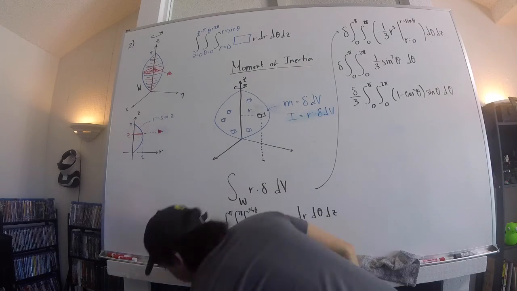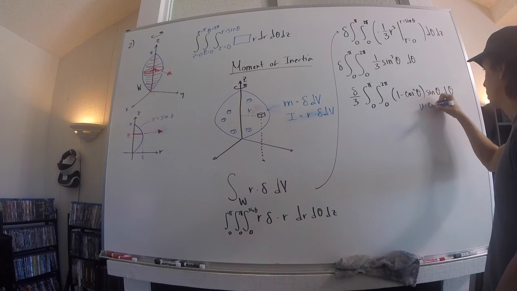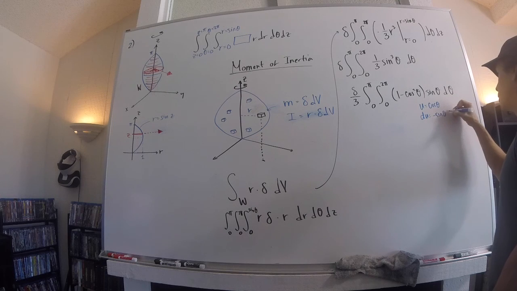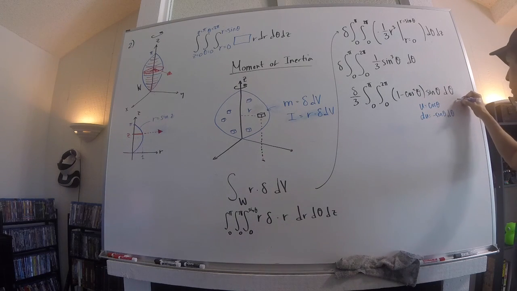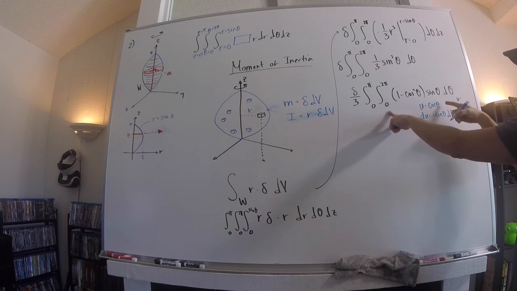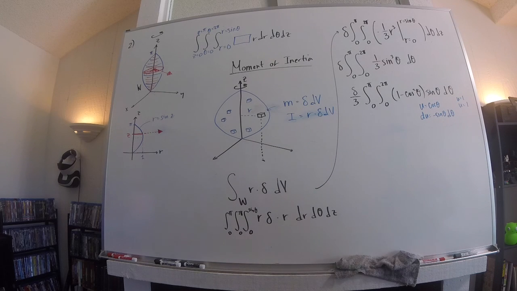That's going back a little bit. So then I can do u is equal to cosine theta, du will equal negative sine theta d theta. My boundaries will be, that's theta boundaries. When theta is 0, I have 1. When cosine of theta, cosine of 2 pi is also 1. What?